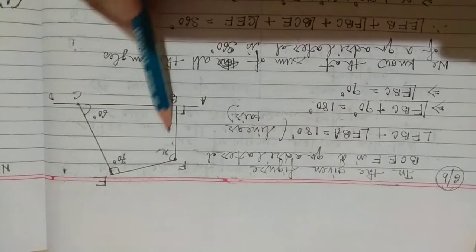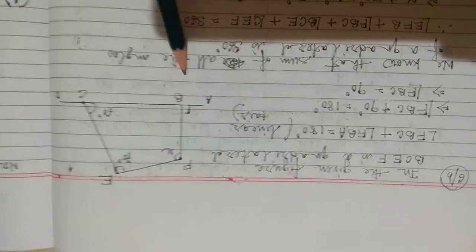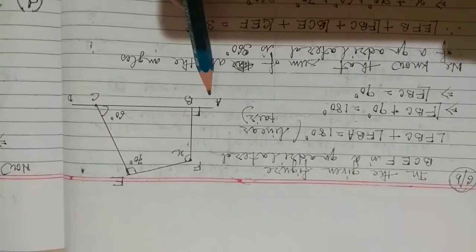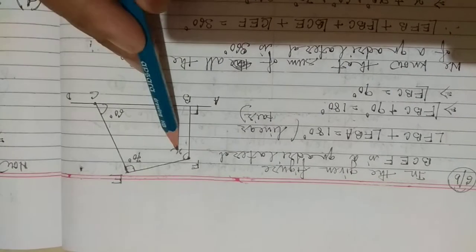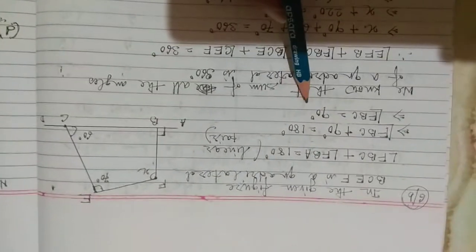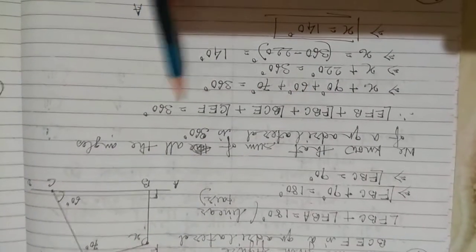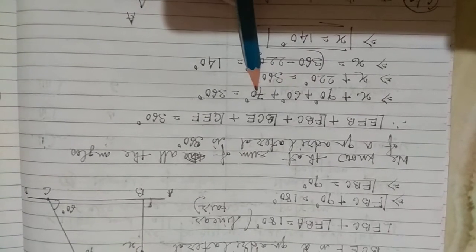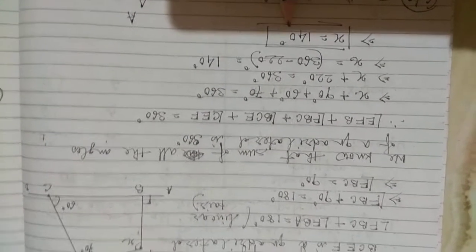And BCEF is a quadrilateral, and we know that the sum of all the interior angles of a quadrilateral is 360 degrees. So x plus 70 plus 60 plus 90 equal to 360. So from this relation, x plus 90 degrees plus 60 degrees plus 70 degrees equal to 360 degrees.